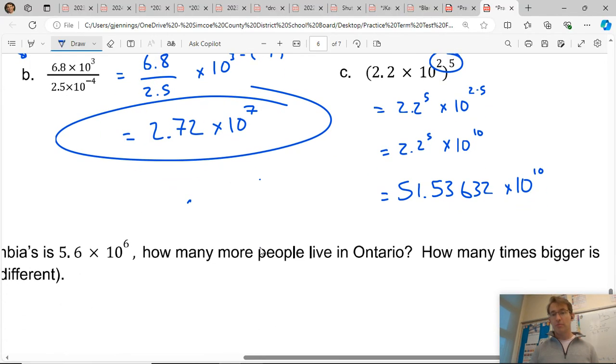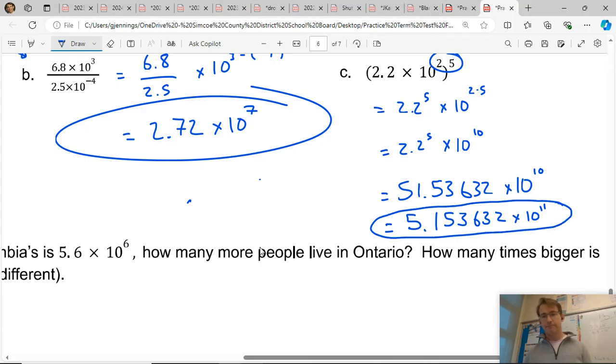So that's times 10 to the 10, but it's not proper scientific notation yet. I need to scooch that decimal place one spot. So that means I'm going to be adding an extra power of 10 here, so it's going to be 10 to the 11. Circle it, that's done, final answer.